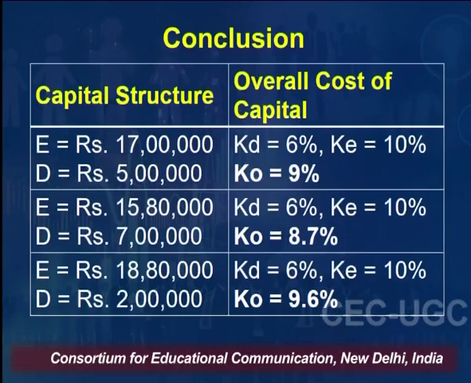So, in conclusion, we can see from the table that whenever we are increasing the value of debt in the capital structure, the overall cost of capital is reducing, and at the same time the value of firm is increasing. While when we are reducing the proportion of debt in our capital structure, the overall cost of capital is increasing while the value of firm is reducing. So, this is about net income approach.